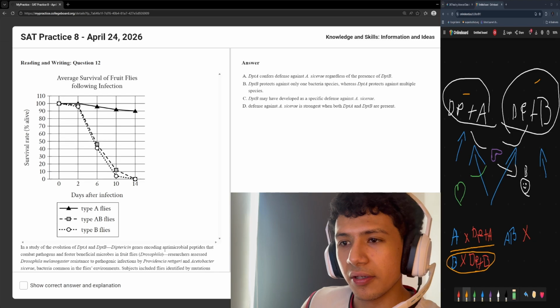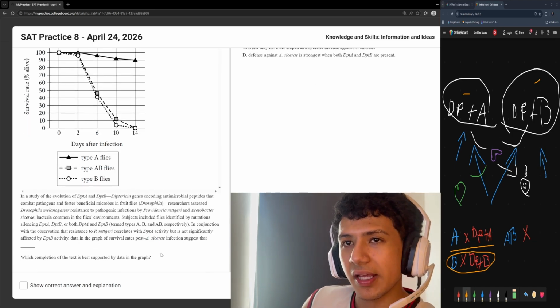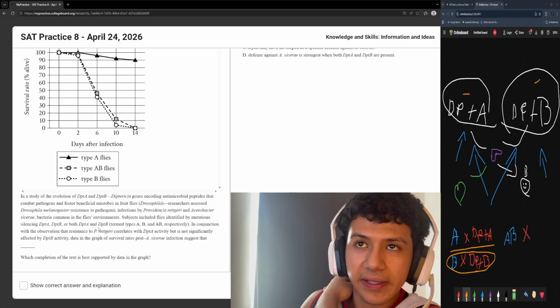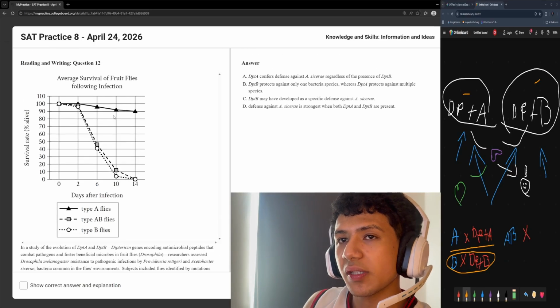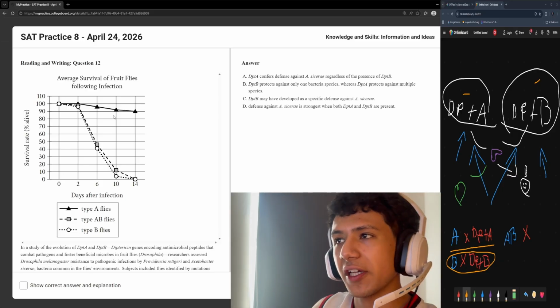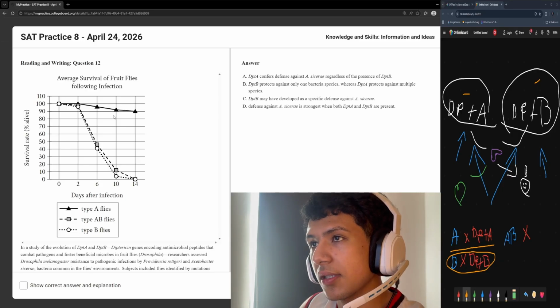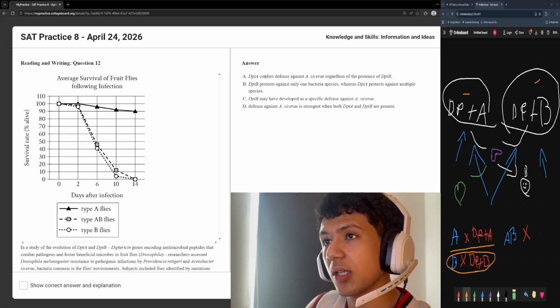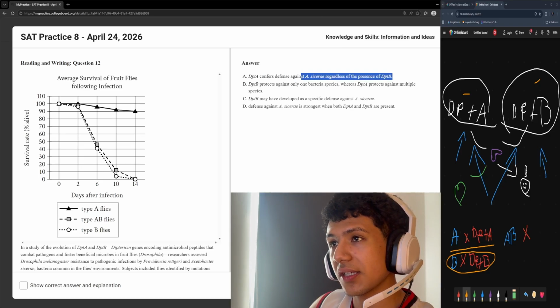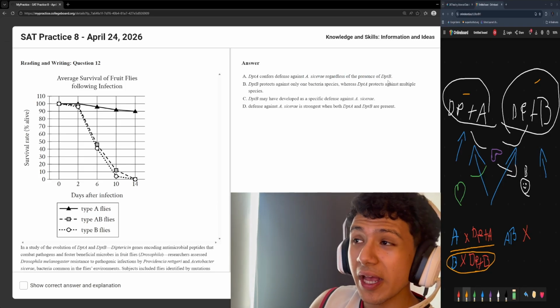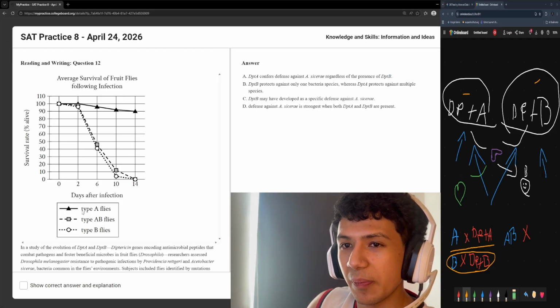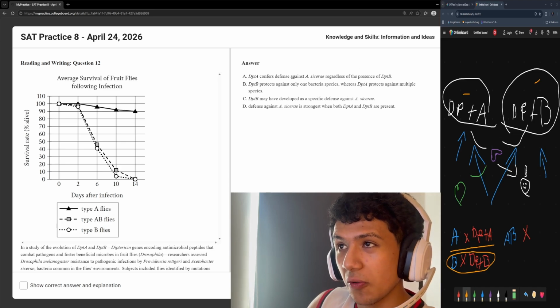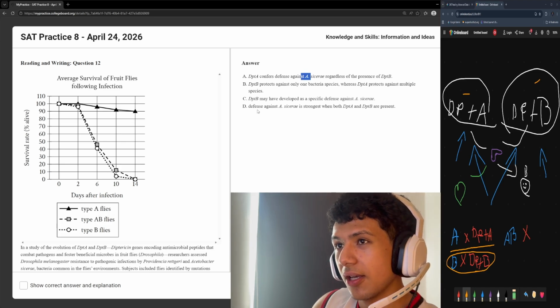So we have to find an answer here that completes the text saying that DPTB helps flies survive the AS infection. Let's see, this one has AS. DPTA confers, which means provides defense against AS regardless of the presence of DPTB. That's of course not true. You need the presence of DPTB to survive, and type A shows that. The ones that only had DPTA died.